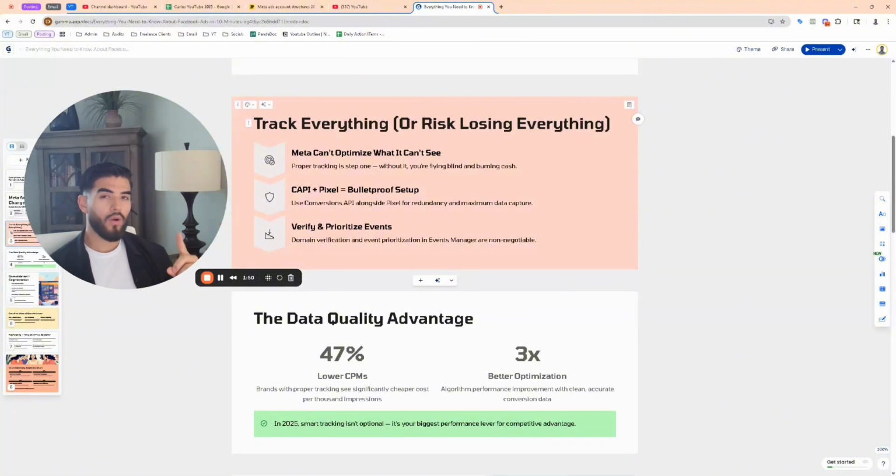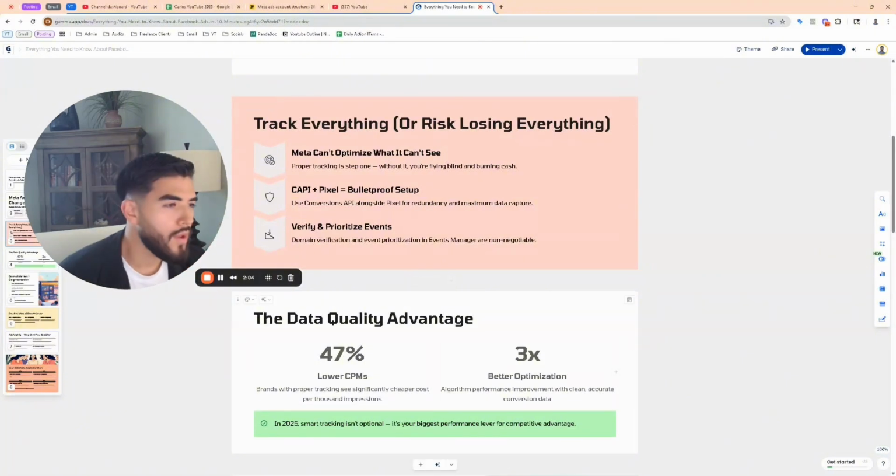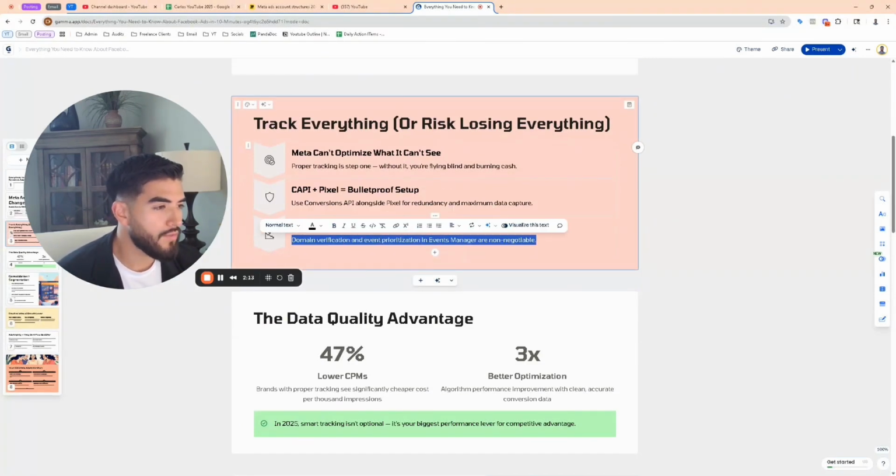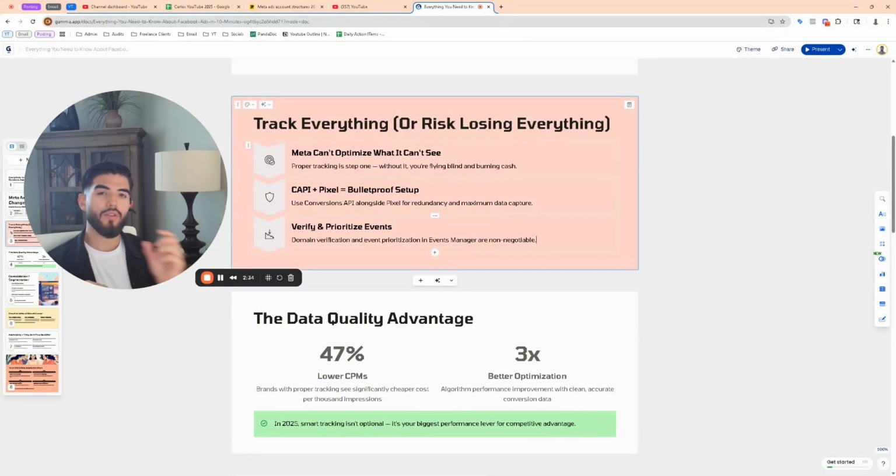So number one, go and audit your tracking. Are your event match quality scores high, at least an 8 or above? And are you tracking the key events accurately that you want to track, i.e. purchases or lead form submissions? From there, you'll want to make sure you verify and prioritize your events based on what is most valuable to your business. So number one, if you're running Facebook ads, go and audit your tracking.